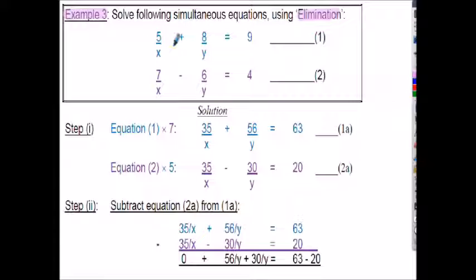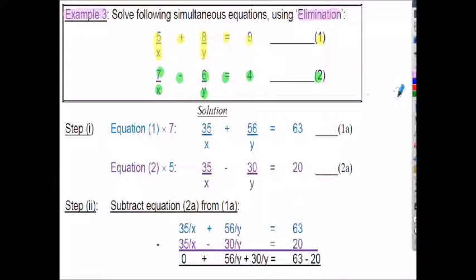So given two equations, this time we've got 5 divided by x plus 8 divided by y is equal to 9. I've called that equation 1 here. And we've got 7 divided by x subtract 6 divided by y is equal to 4, and I've called that equation 2 here.